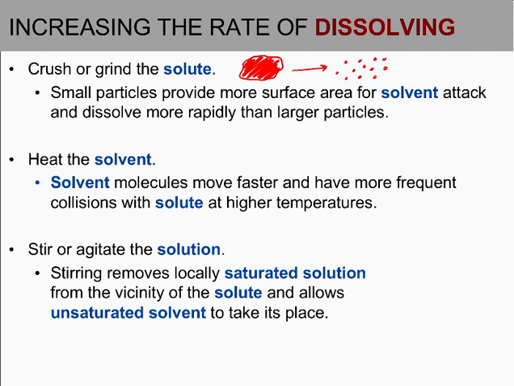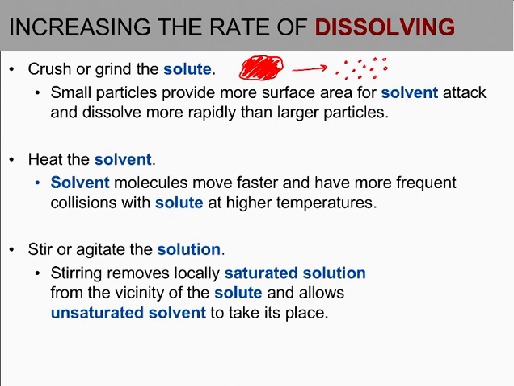Another option is to heat the solvent. So for instance, last time we talked about adding sugar to iced tea versus hot tea. And adding sugar to iced tea, it doesn't dissolve very well or very quickly, but if you add sugar to hot tea, it dissolves really well. So the reason for that is if solvent molecules are at a higher temperature, they have more energy. So they're going to move faster and then have more frequent collisions with the solute, which will help it dissolve.